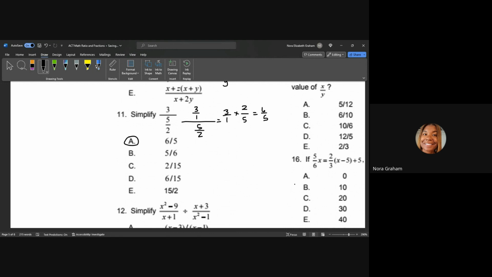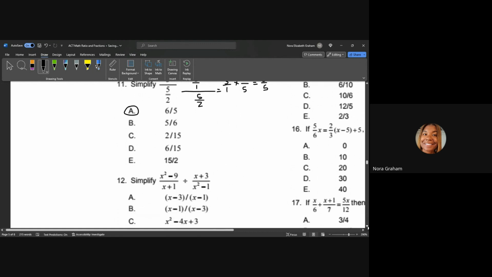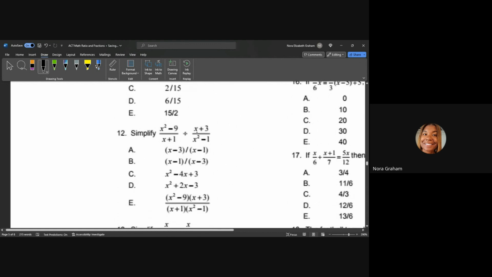All right, so now let's do 12. 12 again, it's almost like we're dividing. So what I'm going to do is flip and turn that into a multiplication. So I have x squared minus 9 over x plus 1.